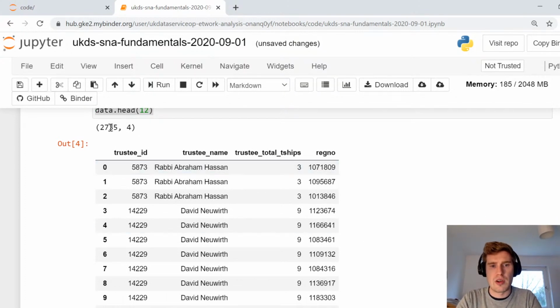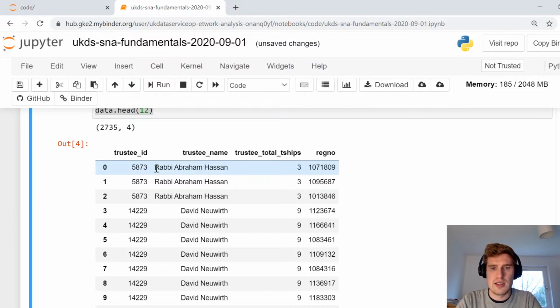There's about 2,700 rows, 4 columns, and we can see an example of the first 12 rows and all the 4 columns just here. So how to interpret the data is basically we have individual 1 here. This is their unique ID, this is their real name, so this is Rabbi Abraham Hassan. This individual has 3 trusteeships, so this person sits on the board of 3 Manchester charities. And then these are the unique IDs of each of those charities.